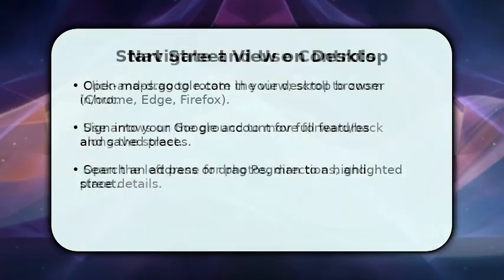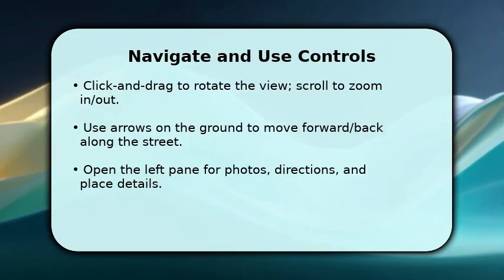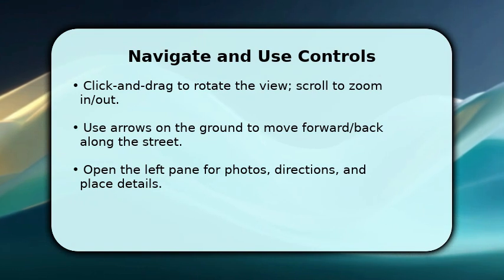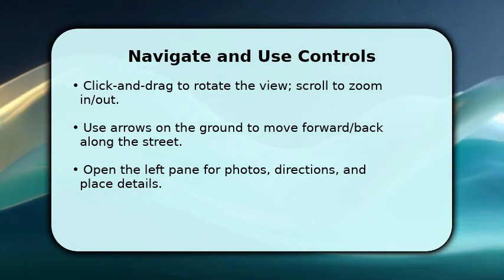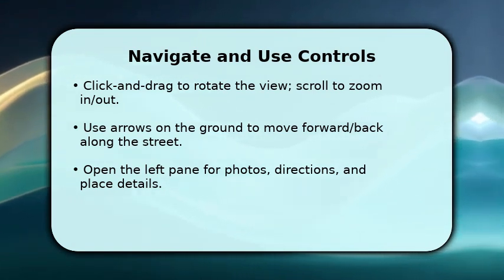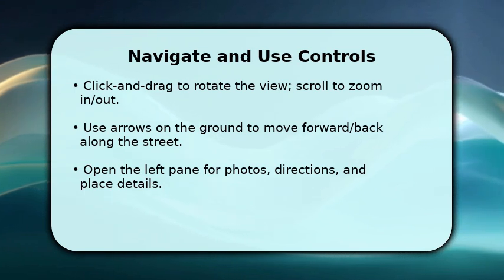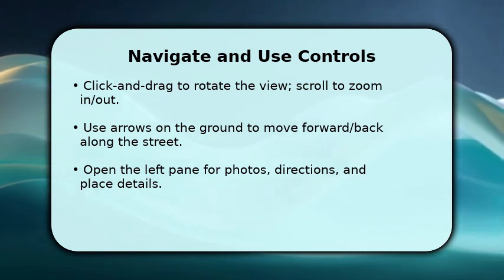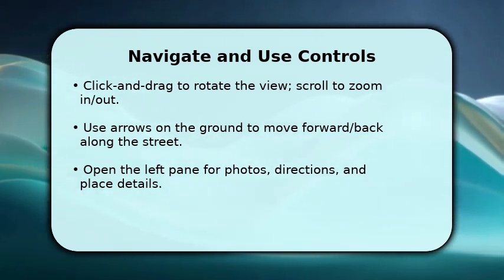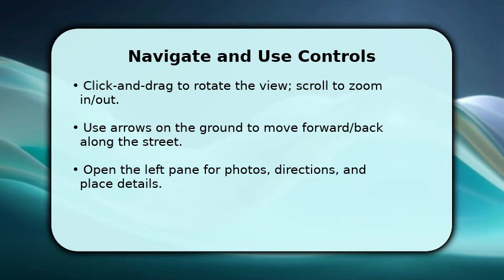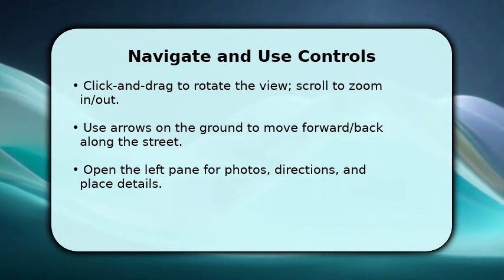Once in Street View, rotate by clicking and dragging or use arrow keys for subtle turns. This helps you orient to landmarks. Scroll your mouse or use the zoom controls to tighten on details like signs and storefronts. To move along the street, click the white arrows on the road or double-click a point ahead. This walks you smoothly forward.